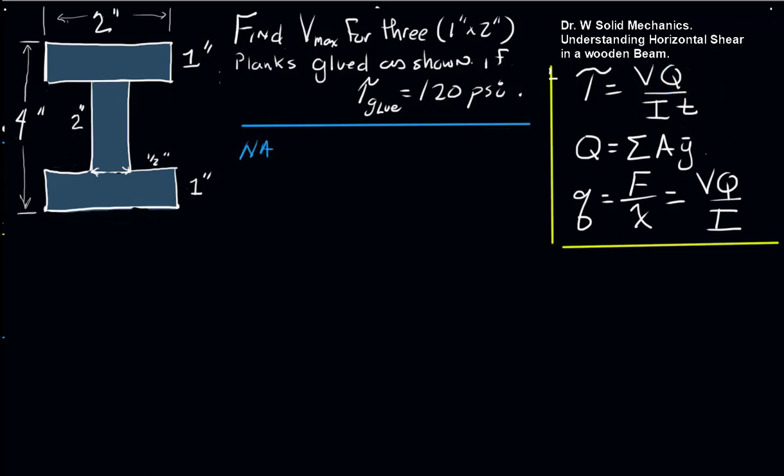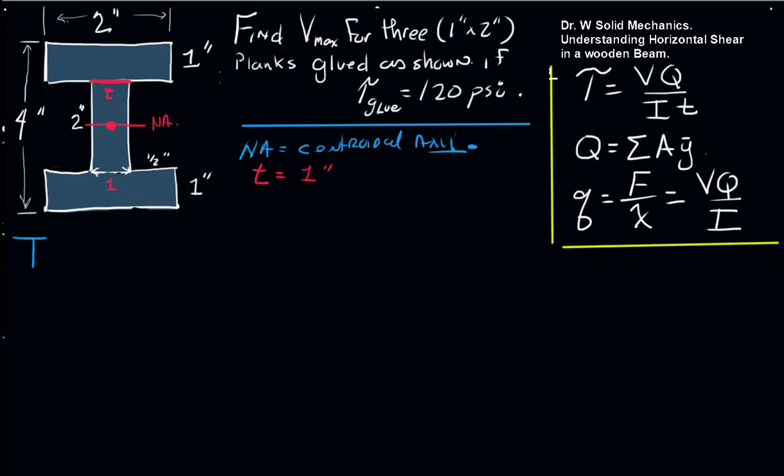So the neutral axis is the centroid, which with symmetry we know is right here. And here's our cut. So that's T by definition, the thickness of the cut, which if these are all 1 inch by 2 inch, we know that T is 1 inch here.